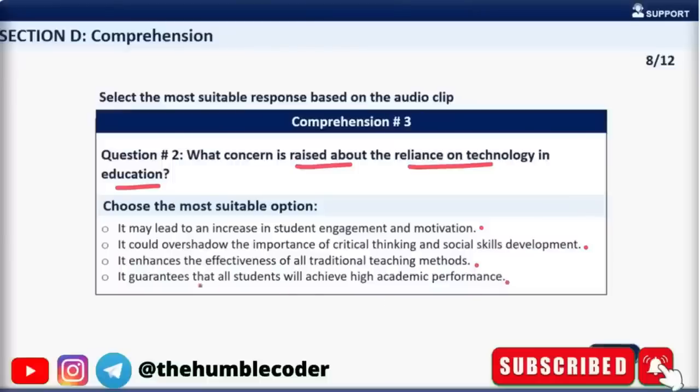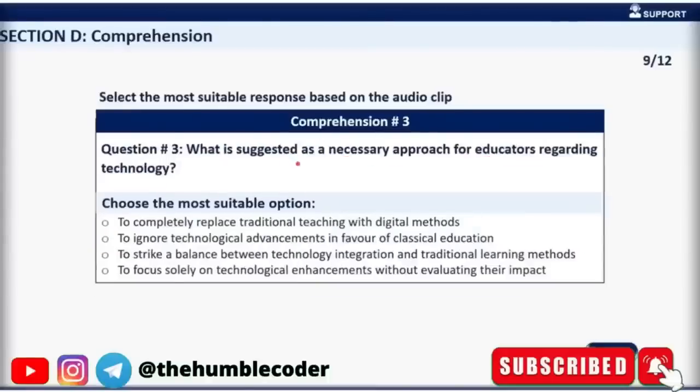Okay. So let's see the correct answer for this question. The correct answer for this question is, it could overshadow the importance of critical thinking and social skill development. Let's move on to the next question now. What is suggested as a necessary approach for educators regarding technology?